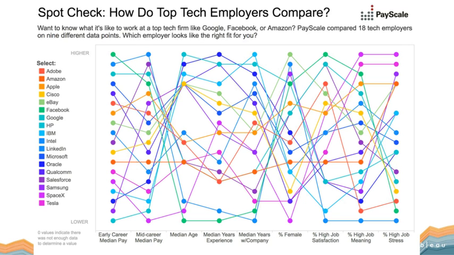But I like what they chose to do. They gave it a title, Spot Check, which makes me interested. And then it poses a question, which I want to know the answer to. How did top tech employers compare? I want to know. I work for a tech company. How do they compare? And then they go on and describe. Want to know what it's like to work at a top tech firm like Google, Facebook, or Amazon? PayScale compared 18 tech employers on 9 different data points. Which employer looks like the right fit for you?